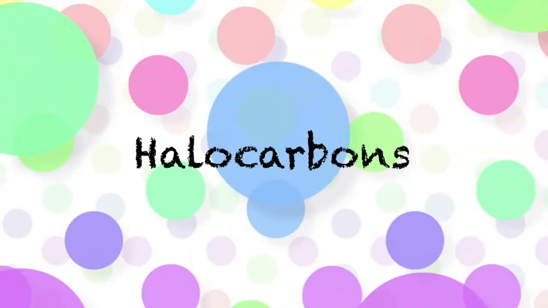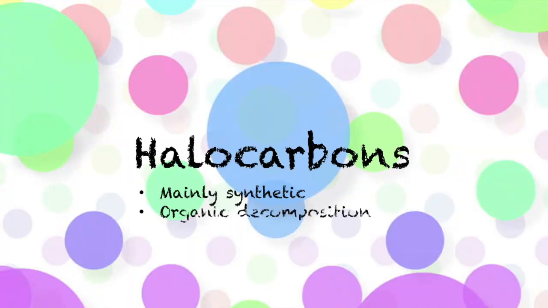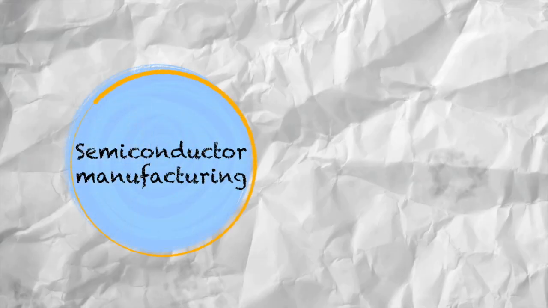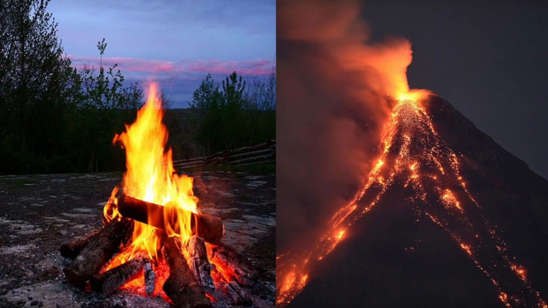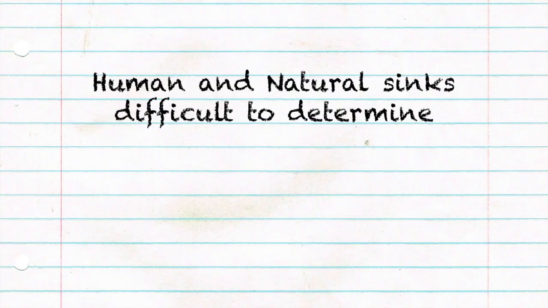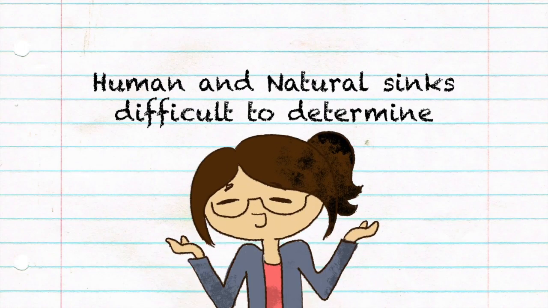For our final greenhouse gas, we have halocarbons. Halocarbons are generally made of synthetic chemicals produced by humans, but can also be produced during the process of decomposition of organic matter. Specific human sources include semiconductor manufacturing and producing metals like magnesium and aluminum. Natural sources include burning wood and volcanic activities. Exact human and natural sinks are difficult to determine since this greenhouse gas is not very concentrated in the atmosphere.